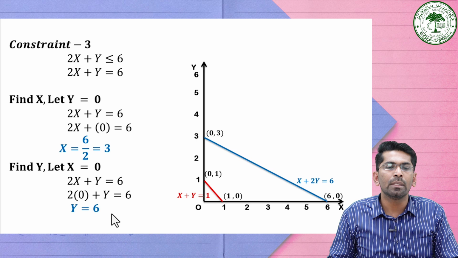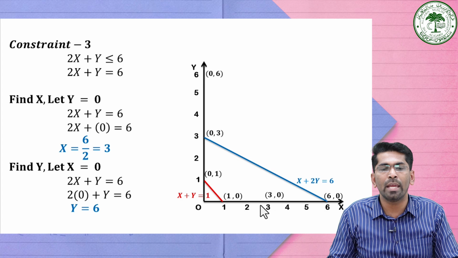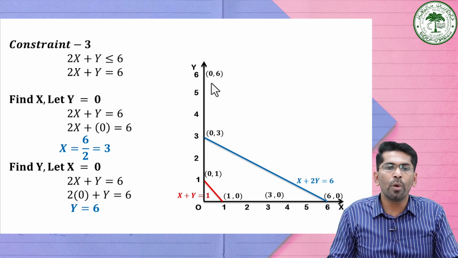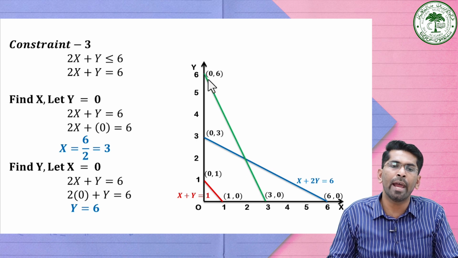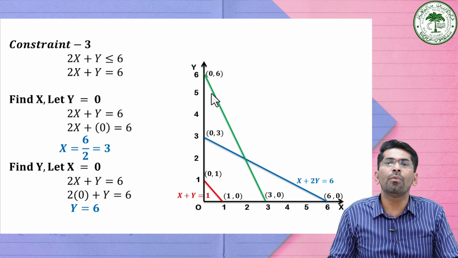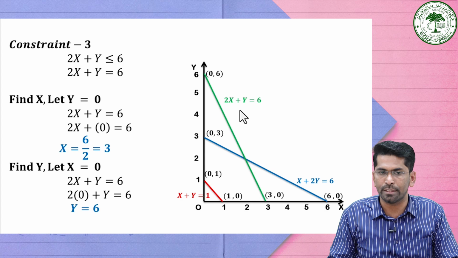So when the value of x is equal to 0, the value of y is equal to 6. So this will be the point. When y is equal to 0, then the value of x is equal to 3. Now I am going to join these 2 points as well. I am drawing a line, represented by a green line, which represents the third constraint, 2x plus y is equal to 6.